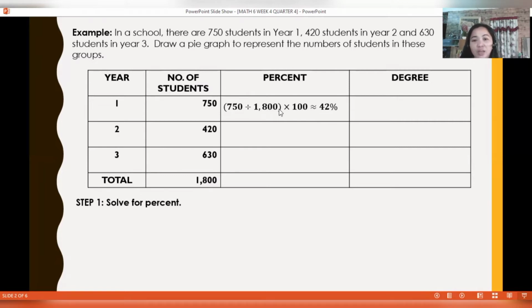Ang tawag dito ay approximately equal, 42%. So ang nakuha natin pag dinivide natin ang 750 sa 1,800 is 0.42, times 100 is approximately 42%. Kung mapapansin niyo sa inyong module, hindi siya 42%. Itong 42%, rounded ko lang siya, rounded to the nearest hundredths.